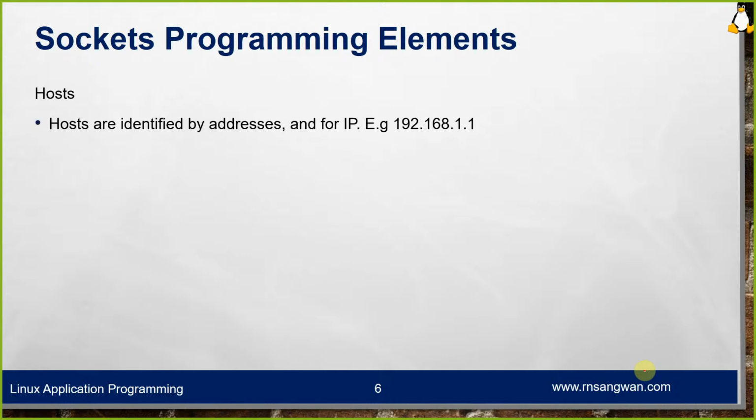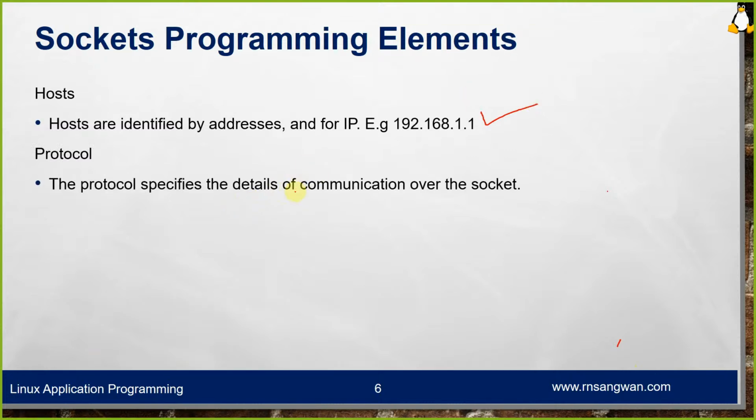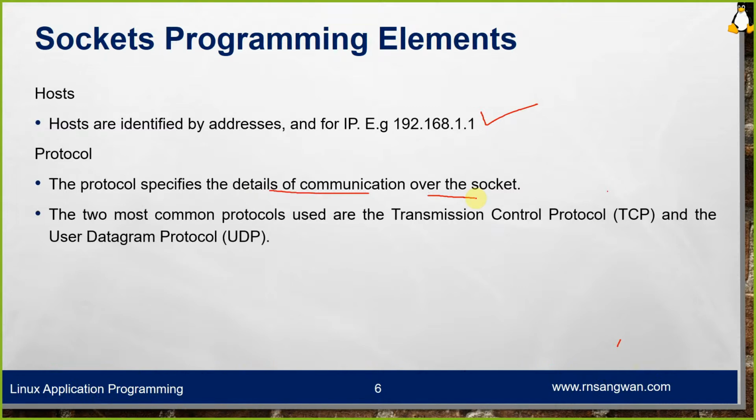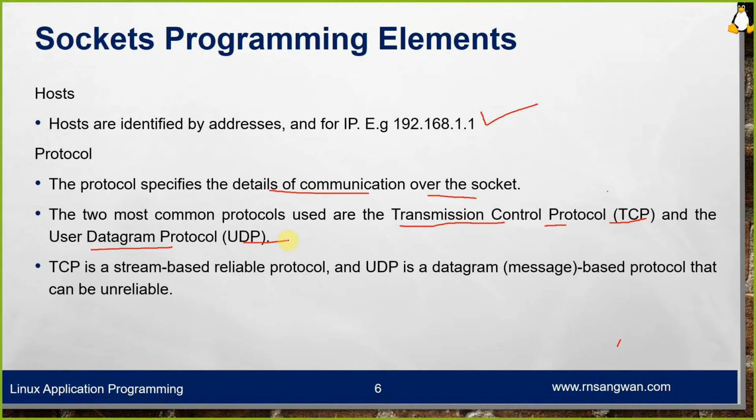We have the host. Hosts are identified by their IP address, for example 192.168.1.1. Then we have the protocol. The protocol specifies the details of communication over the socket. The two most common protocols are Transmission Control Protocol, that is TCP, and User Datagram Protocol, that is UDP. TCP is a stream-based reliable protocol, and UDP is a datagram or message-based protocol that can be unreliable.